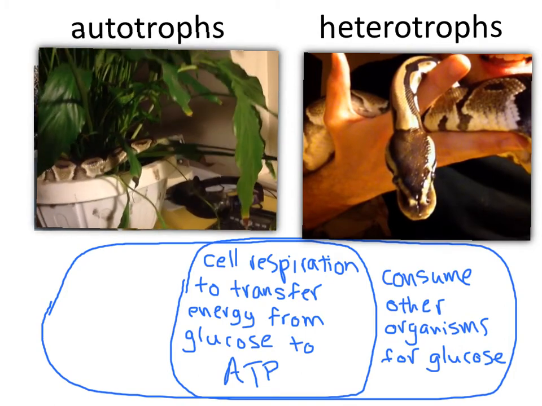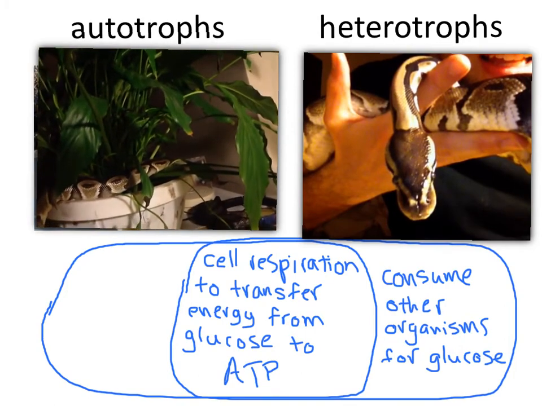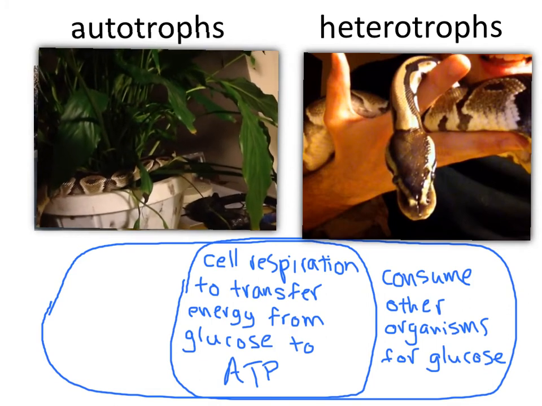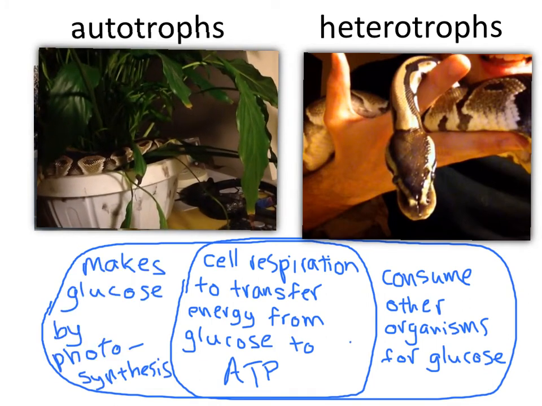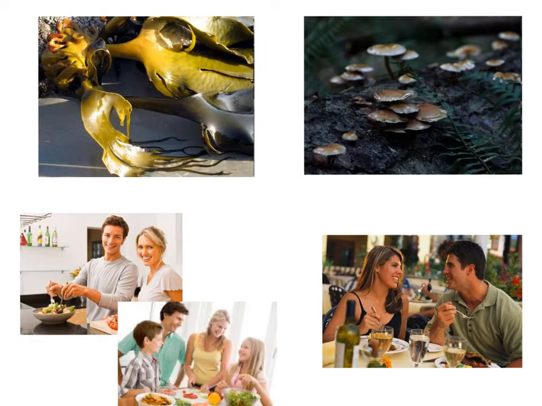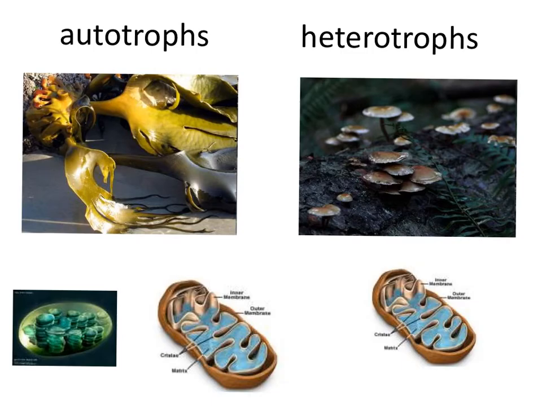Meanwhile, Sasha's friend, the peace lily, can run photosynthesis to make its own glucose before breaking it down. While heterotrophs are like a couple that goes out to the restaurant to eat dinner, letting other people prepare the meal, autotrophs are like the couple that stays home, cooks their own meal, and then enjoys it.